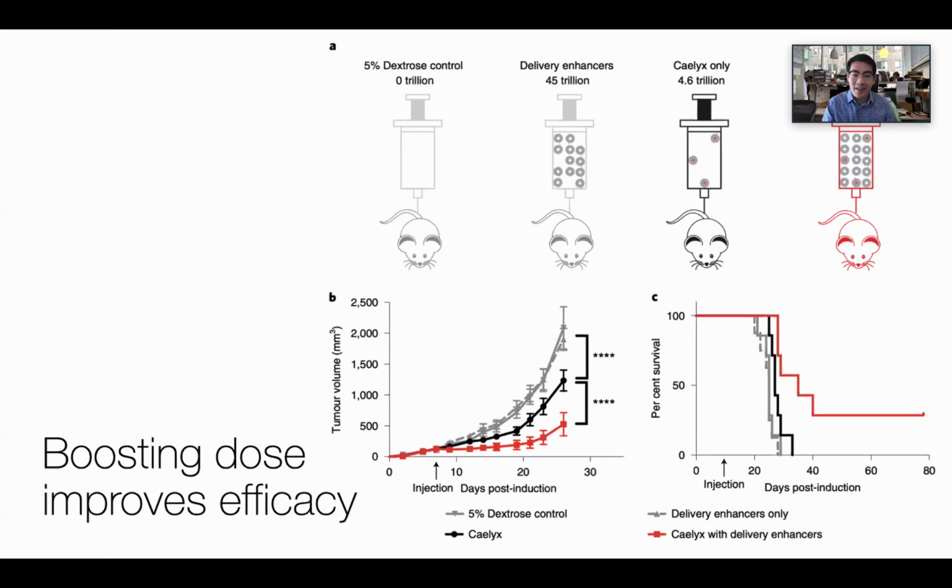Then when we injected Caelyx, we got a reduction in the tumor volume, which makes sense. They're loaded with a little bit of drug. But what was really wild was that when you added the delivery enhancers with the Caelyx, we saw an additional 60% reduction in the tumor volume, which suggested that if we increase the dose artificially with these delivery enhancers, it would allow us to enhance the anti-cancer therapy of currently existing nanoparticles. Boosting the dose improves the efficacy. We also saw a small increase in survival, extending the lives of these mice by about 30%.